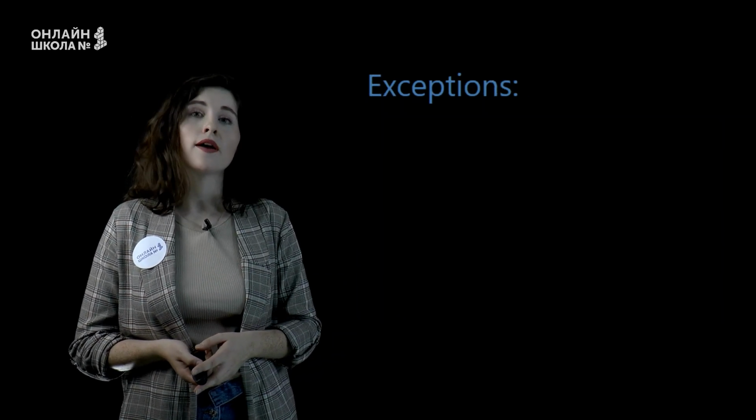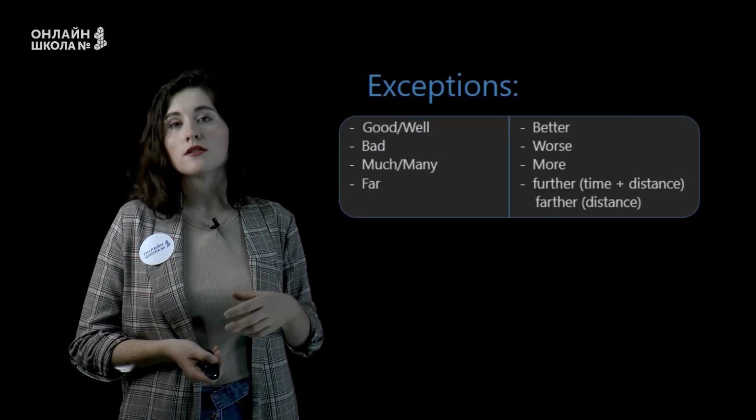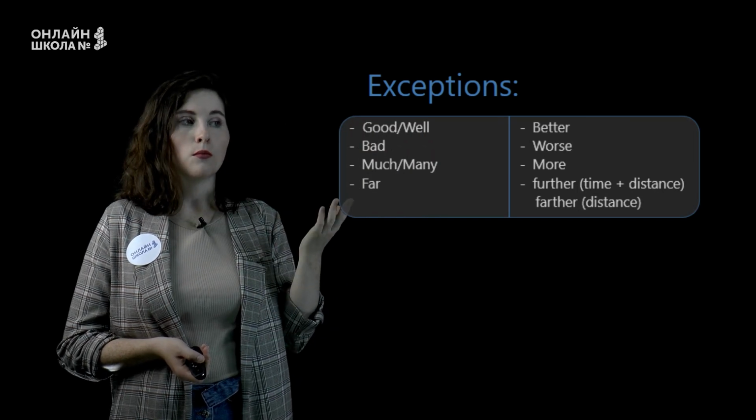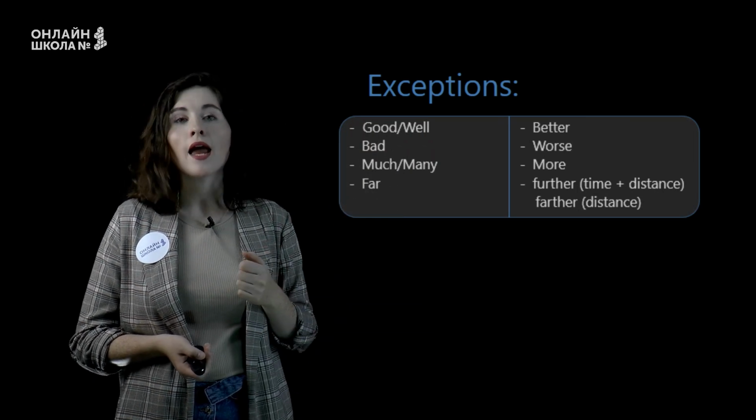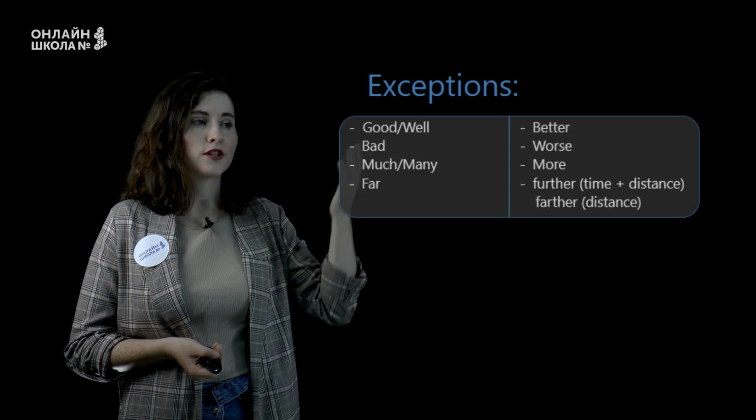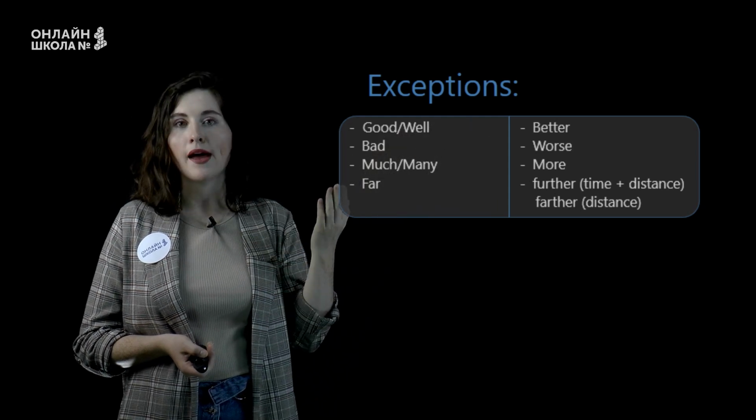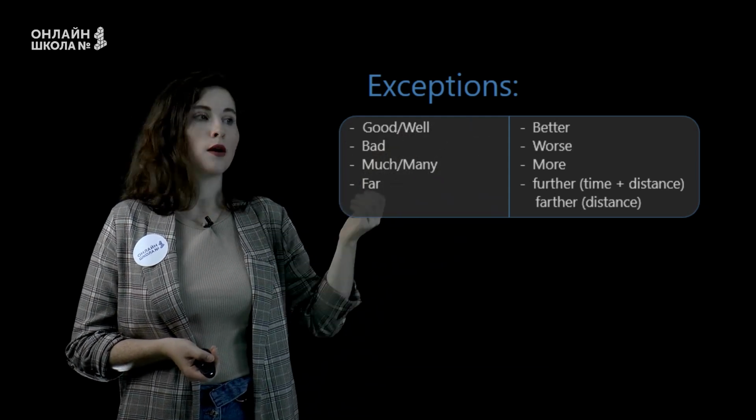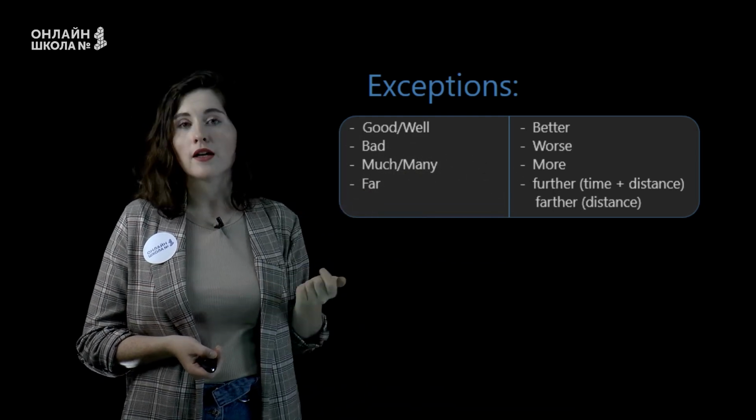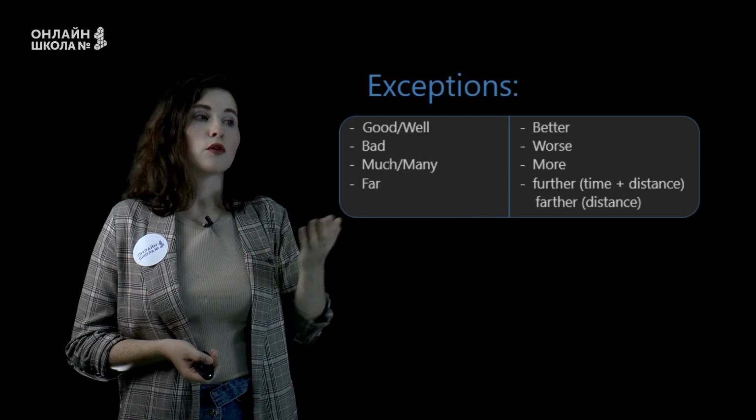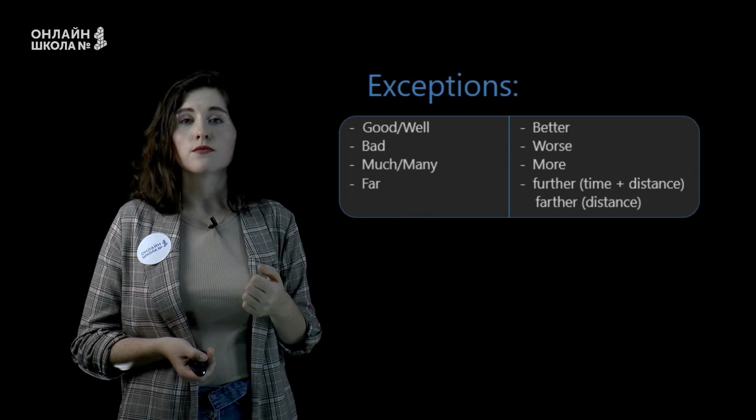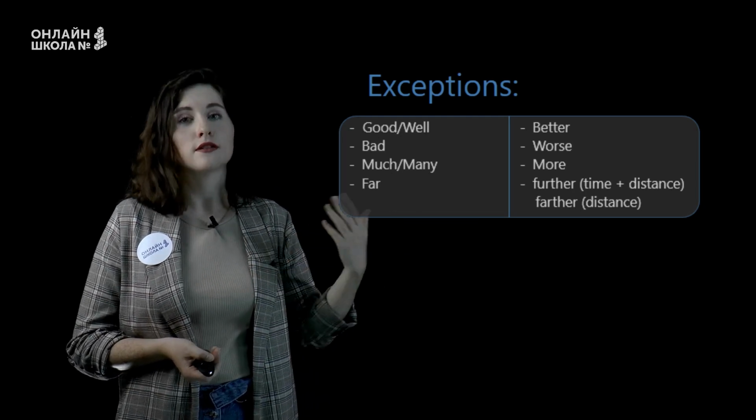But we have some exceptions. These are such words as good, well, bad, much, many, and far. In comparative degree, they will have following forms. For example, good, better, bad, worse, much, many, more, far will have forms further and farther. We use the form further when we are speaking about time and distance, and we are using the form farther when we are speaking about the distance.